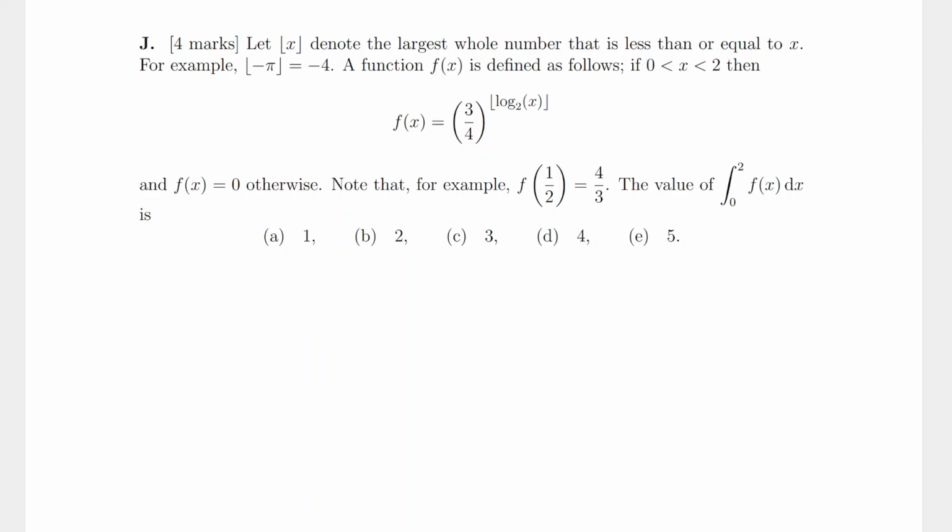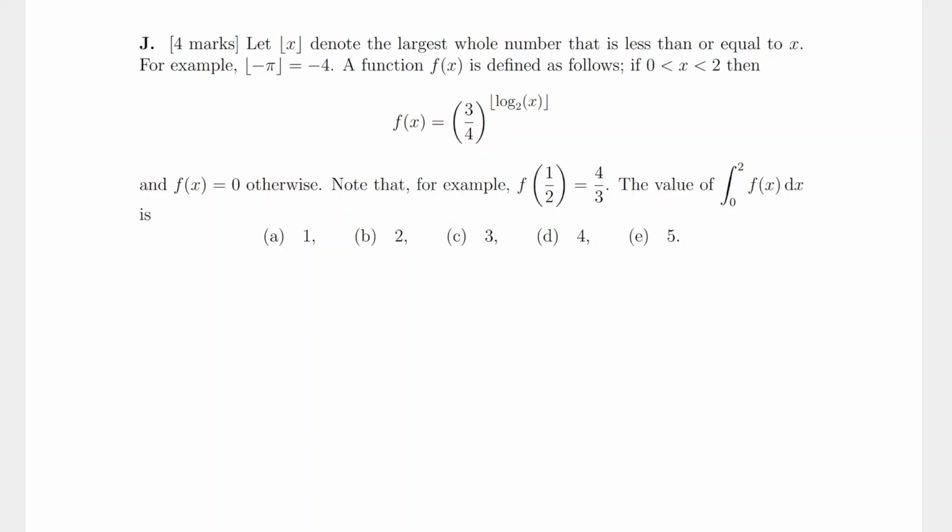Okay, last question then. Question 1J. Let the floor of x, that's how we call it, denote the largest whole number that is less than or equal to x. For example, the floor of negative pi is negative 4. Well, that makes sense, right? Because pi is like 3 point something. So if you have negative 3 point something, what's the integer below it? Well, it's negative 4.